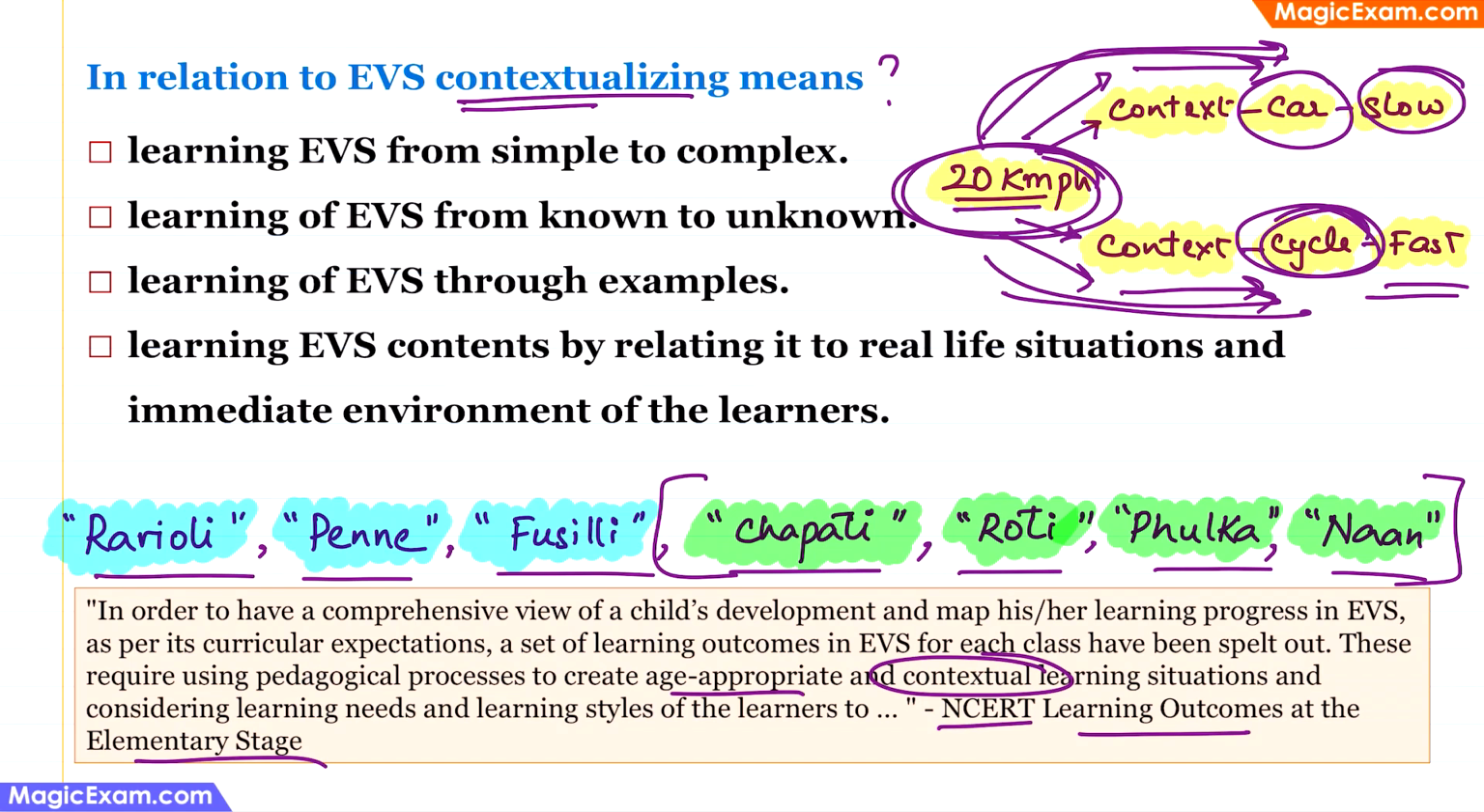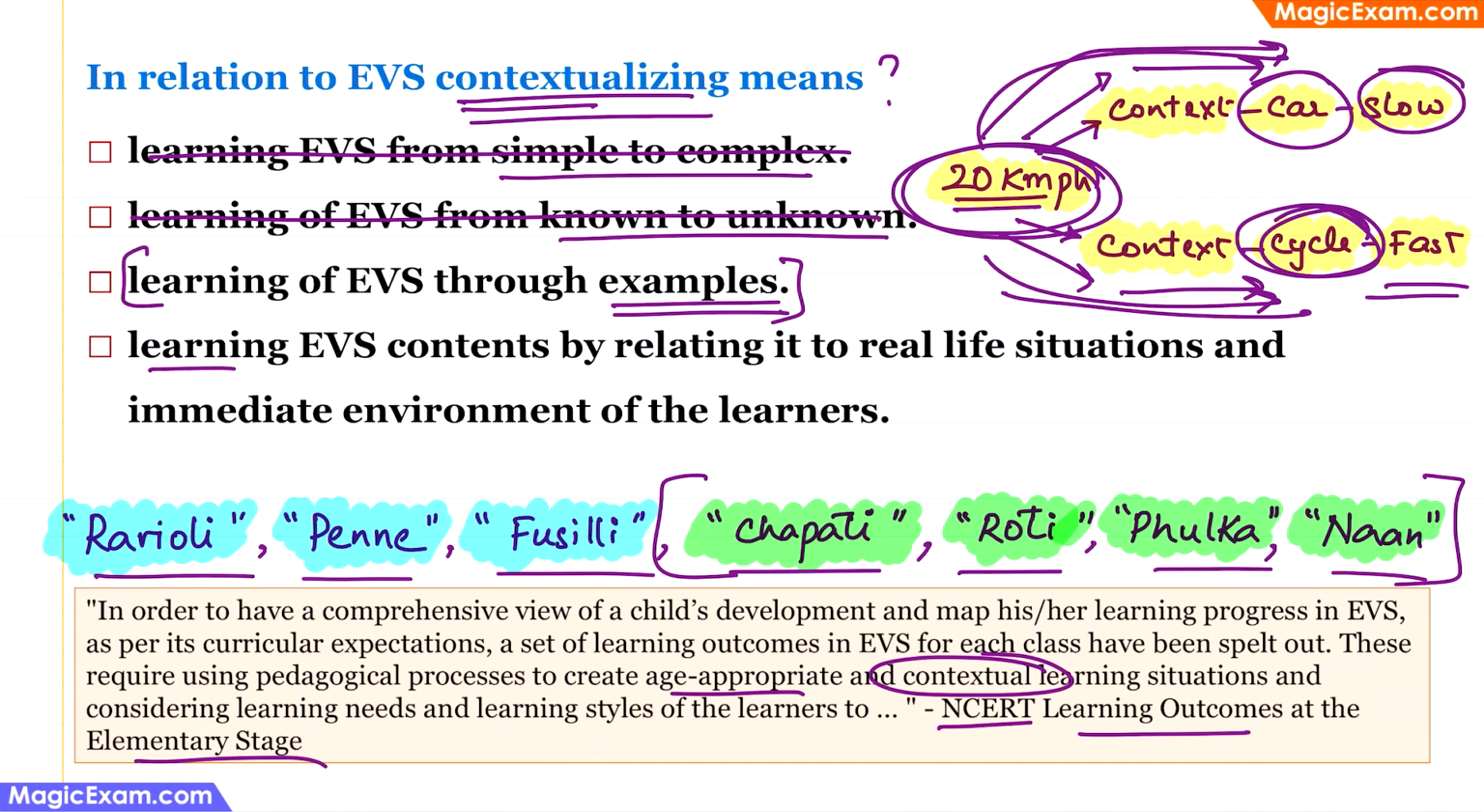The first one says learning EVS from simple to complex. This is correct, but this is not an example of contextualizing. So we'll eliminate this. Next, learning of EVS from known to unknown. This is also correct. However, this is not an example of contextualizing. Next, learning of EVS through examples. This is quite close to what we mean by contextualizing, but this is still not the best option. However, let's look at the next option.